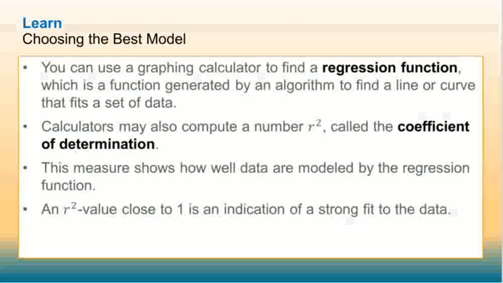You can use a graphing calculator to find a regression function, which is a function generated by an algorithm to find a line or curve that best fits the data. Calculators may also be used to compute a number called R squared, known as the coefficient of determination. That tells you how well the regression function models the data. An R squared value that's close to 1 is an indication of a strong fit to the data. In other words, how accurate is your line compared to the data that is measured.